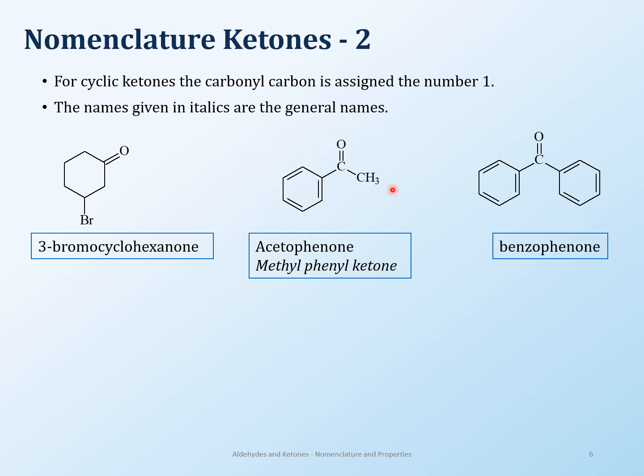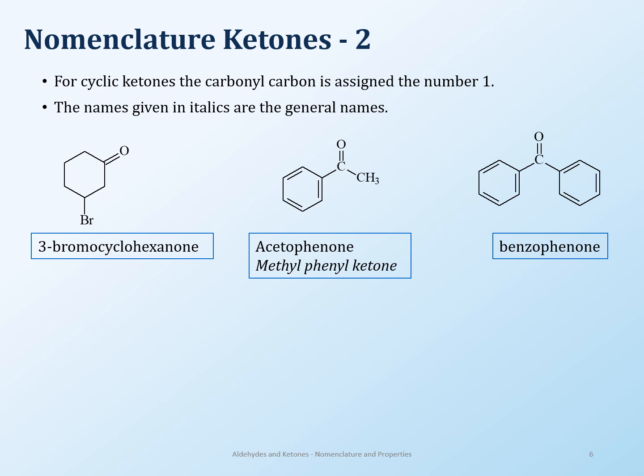Then this one here is an acetophenone. We have done this before, or this can also be called the methylphenyl ketone. Again, ketone in the middle and then groups on both sides. That's going to be the methylphenyl ketone. And then here is benzophenone. So with 2 benzene rings on the ketone, it's called benzophenone. So keep it simple with the nomenclature.